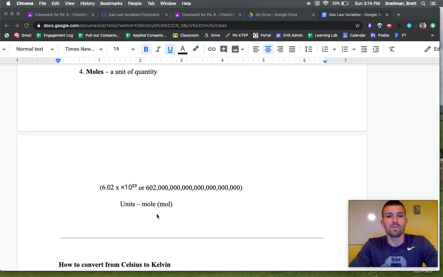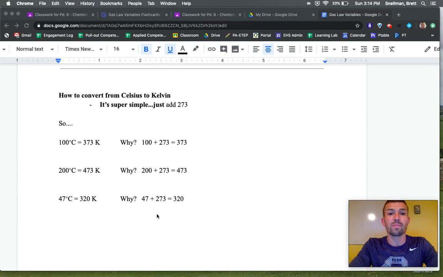So I'm going to come down here real quick, and I'm going to show you how to convert. I'll go back up to do the mole thing in a minute, but how do you convert from Celsius to Kelvin? It is super easy. All you have to do is add 273, right? So if I give you a temperature in Celsius, and I say, what is that in Kelvin? All you do is take your Celsius temperature, 100, add 273 to it, and you get 373. 200 plus 273 is 473. No matter what temperature I give you in Celsius, all you have to do is add 273.